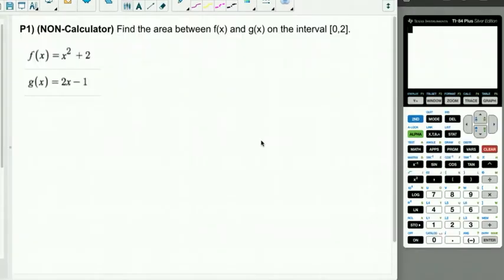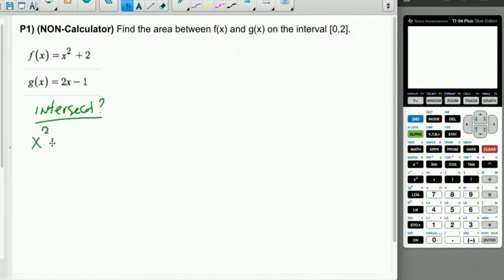All right, so for P1, again, we're finding the area between two curves, f and g, on the interval from 0 to 2. So a point to make about E1. In E1, it happened that the curves intersect. It is worth determining if the curves intersect, but if it doesn't naturally happen that you can find the intersection really quickly, it's kind of worth ignoring. The reason I mention that is because these two don't intersect.